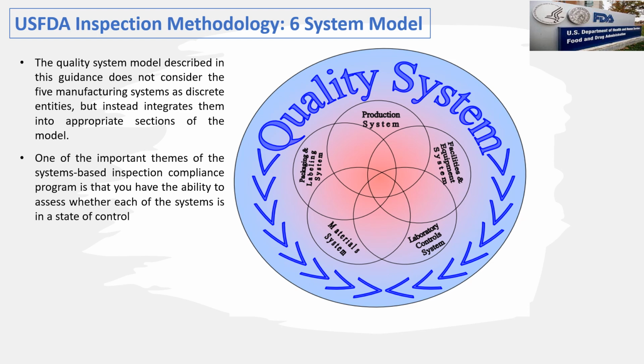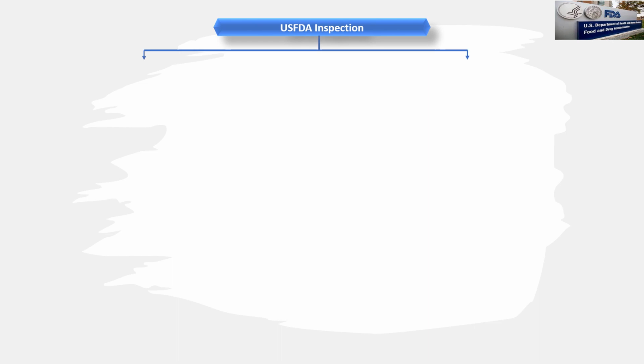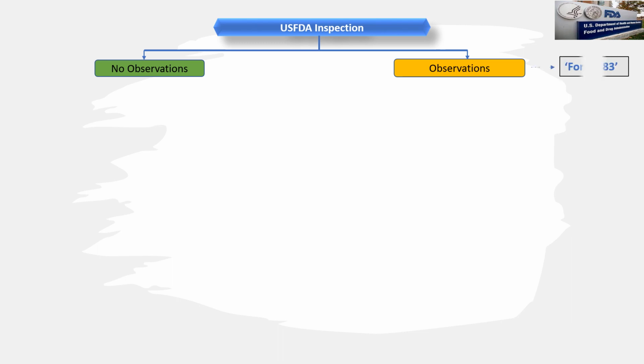This is one of the most important slides, which will define the process flow of the inspection right from the beginning to the closure. When there is a US FDA inspection, there can be two outcomes. First, there are no observations at all, so no non-compliance, and second, there are observations, that is non-compliances reported by the agency. These non-compliances are reported in Form 483.